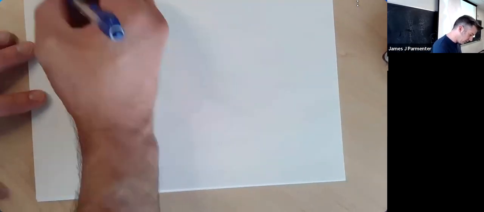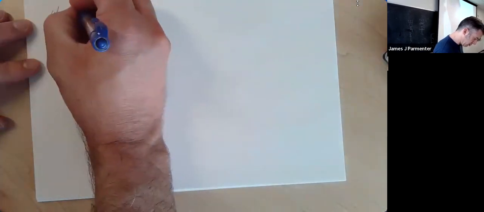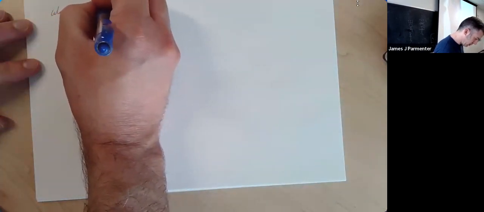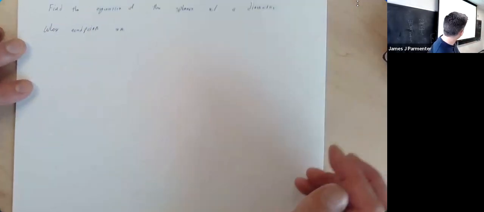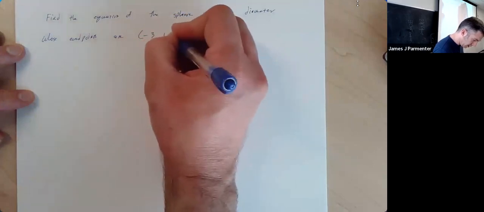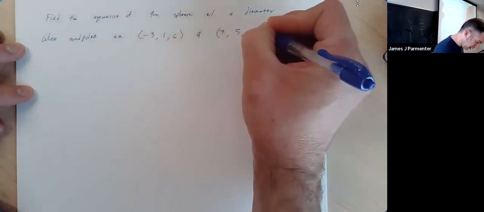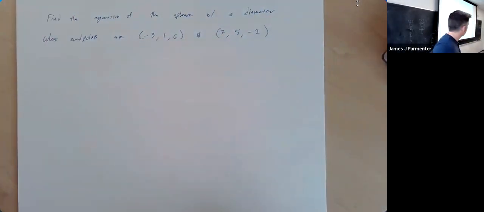So one more question would be to say, find the equation of the sphere with a diameter whose endpoints are, make up something, hopefully it's not going to suck too much, (-3, 1, 6) and let's say (7, 5, -2). So those points are the endpoints of a diameter.